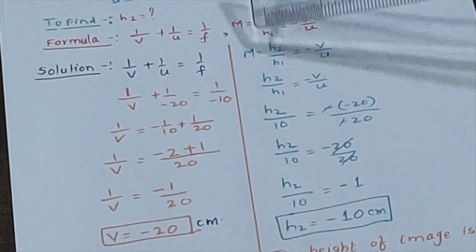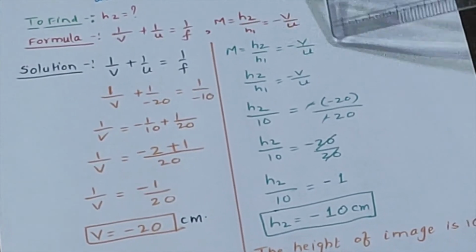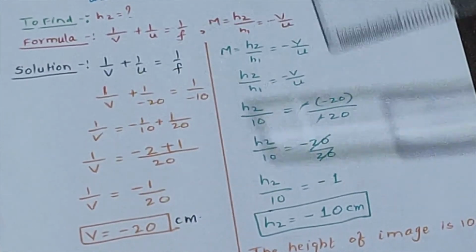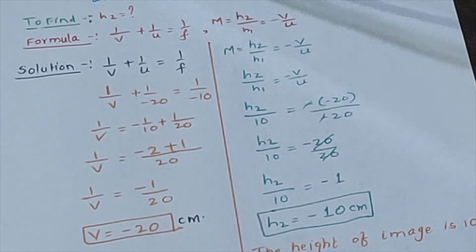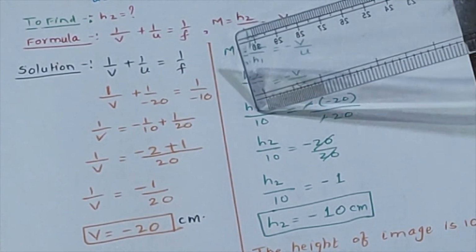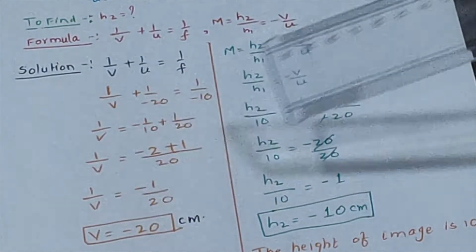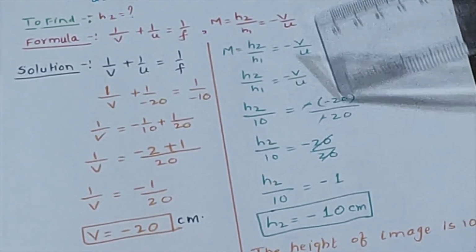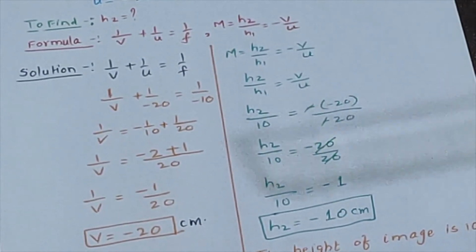So now let's go for the next formula, that is m is equals to h2 upon h1 is equals to minus v upon u. So here, you want to find out h2. So let the h2 be, h1 value substituted here, that is 10 equals to minus v. Just now you calculated, that is minus of minus 20 divided by u value, which is already there with you, it is minus 20.